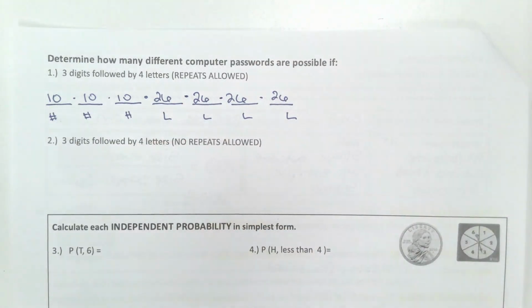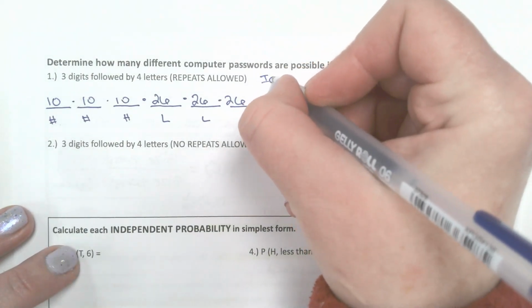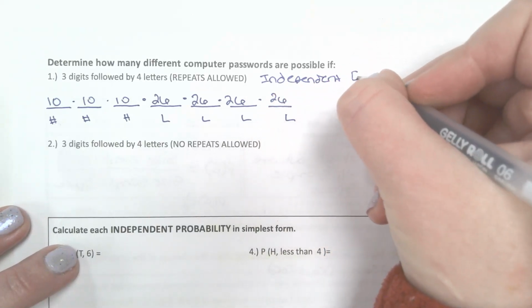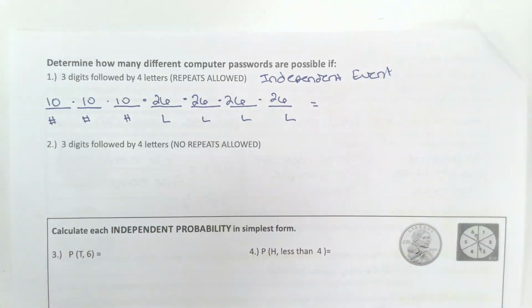So this is what we did the other day. This is an independent event. And when you multiply those 7 numbers together, you should get a 9-digit number that starts with a 4.